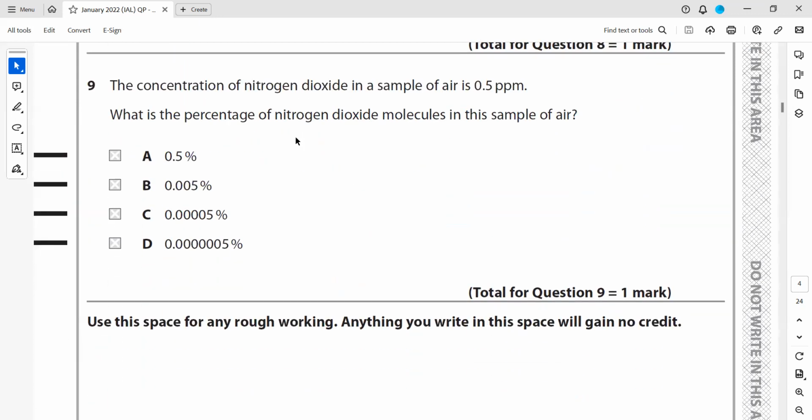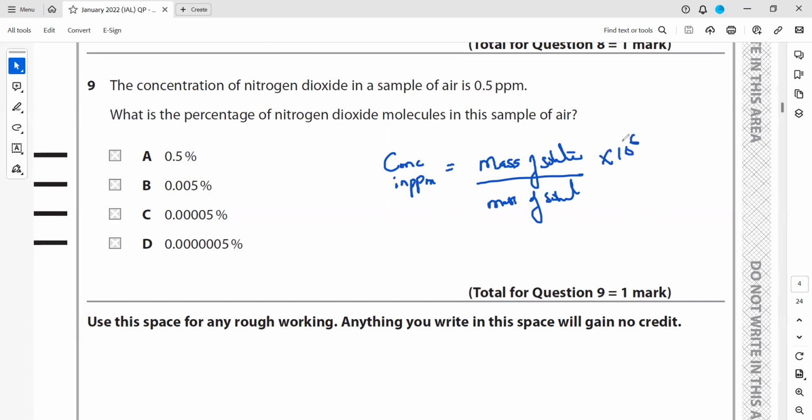The concentration of nitrogen dioxide in a sample of air is 0.5 parts per million. What is the percentage of nitrogen dioxide in this sample of air? So the formula: concentration in ppm is equal to mass of solute divided by the mass of solvent, or amount of solute, times 1 million. This is the formula for concentration in ppm.